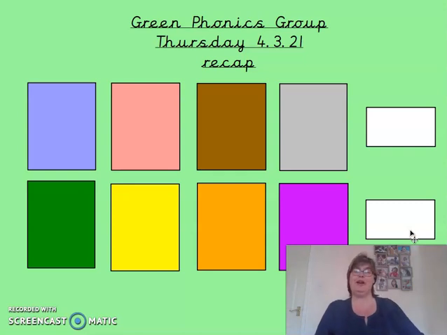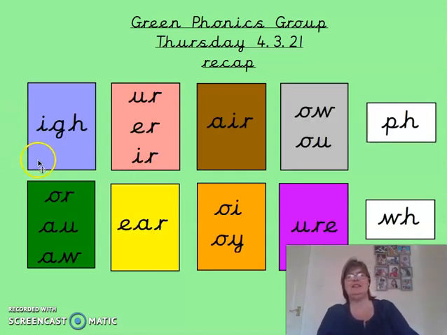Okay, how did you do with all those? Let's have a look then. So let's do a reveal. Let's see how you did. So so far we've learnt one way to make the I sound, and it's a trigraph, isn't it? Igh, I-G-H. Did you remember, and did you get the letters in the right order? Hopefully you did. Then well, we've got three ways to make the sound, haven't we? Two that we learnt last term and one that we've learnt this term.